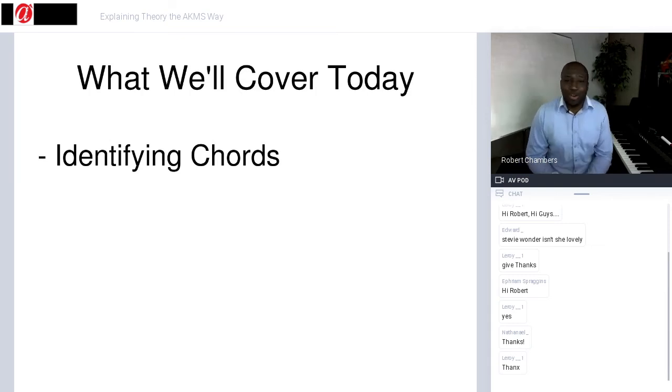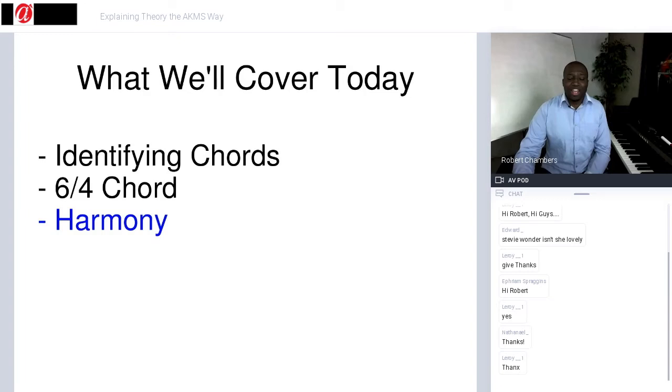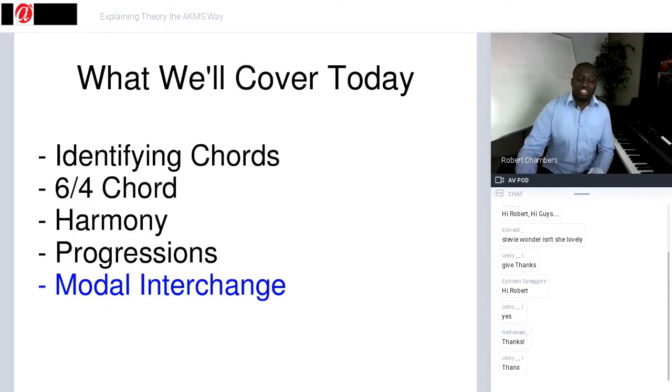So let's talk about what we're going to be covering today. Today, guys, I'm going to be covering theory concerning identifying chords. There was a chord called a 6/4 chord. I'm not sure if you guys have heard that. All right, there's been a harmony in theory, and we're going to be covering some progressions in theory. And also another question that someone asked was modal interchange. So I'm hoping that I can get to a couple of things within these different areas with regards to theory.